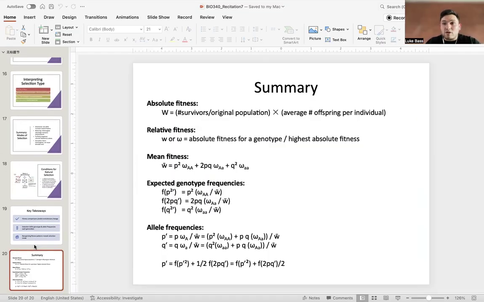And then here are all of the equations once again. As you can see, once you start getting to mean fitness, and then after that, the expected genotype frequencies and allele frequencies, they get a little crazy.